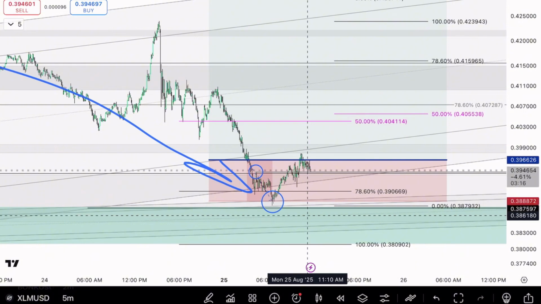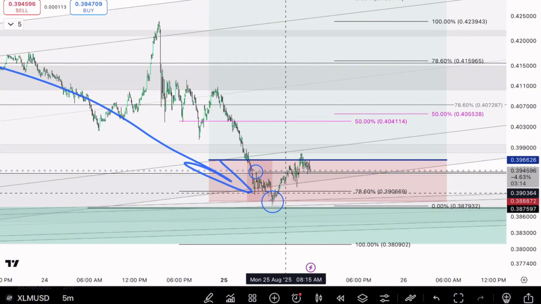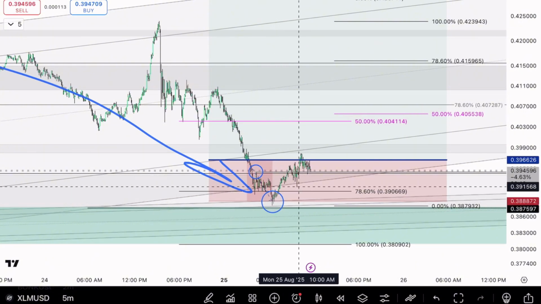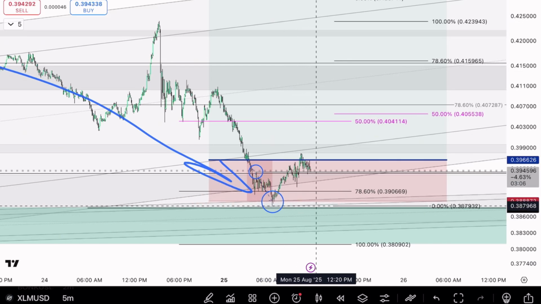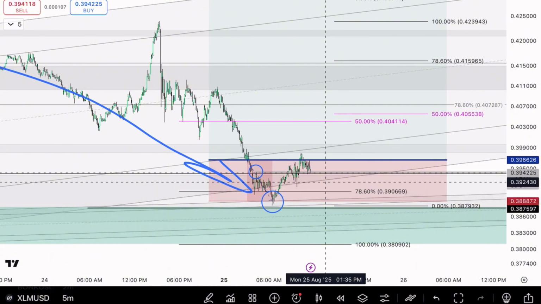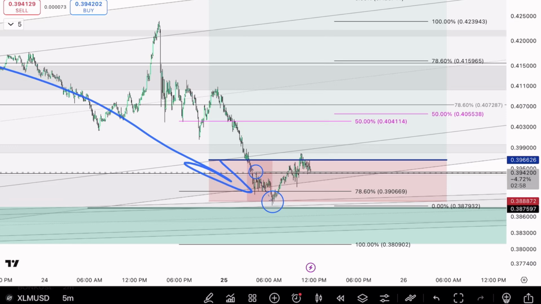I could just put a stop loss right here and then come back in if it were to bounce. But I'm not going to do it. That would be another strategy.